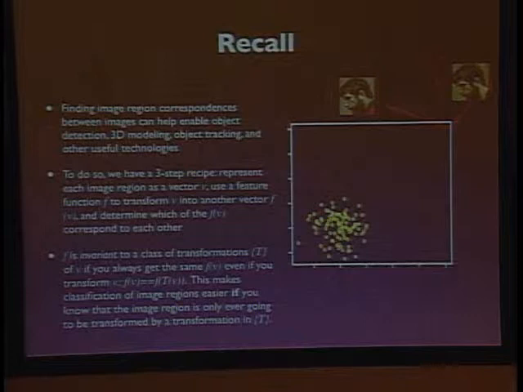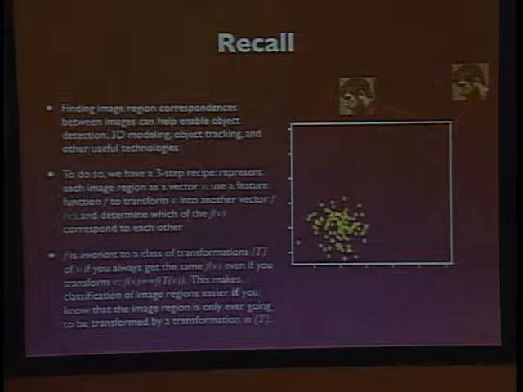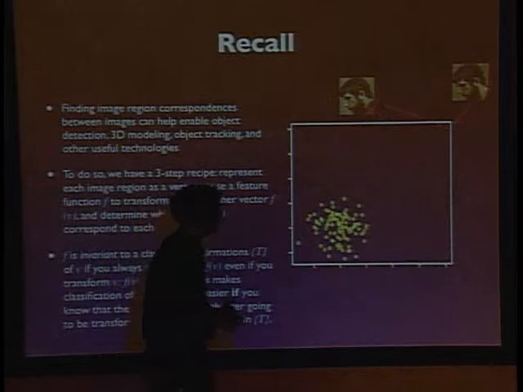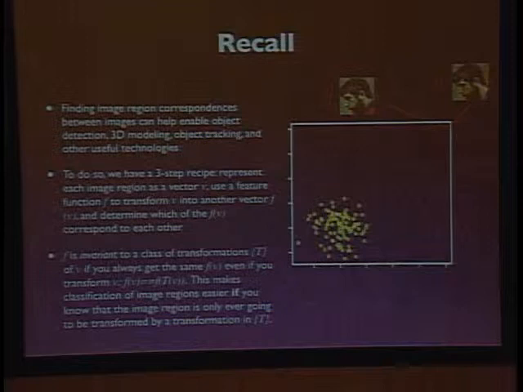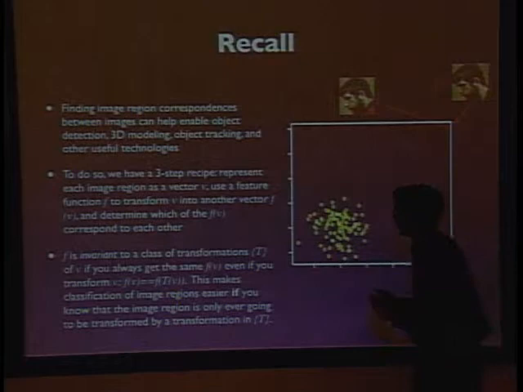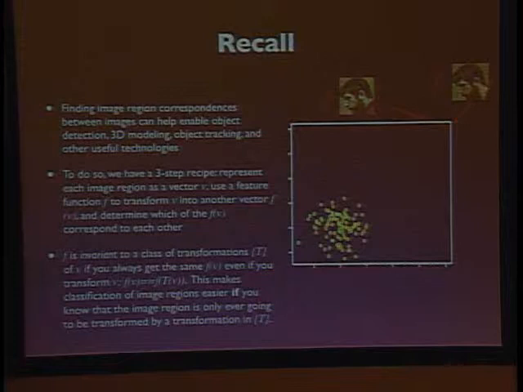Now, let's look at that second step, which was to generate a feature vector for every one of our image patches. And I gave you a couple of different choices there for what you might do. One of them was to use what's called an invariant feature function, which is to say you have your feature function f, which is the thing that maps your image patches to feature vectors. And what I told you is that this feature function is invariant to a set of transformations if, no matter how you transform the image patch with respect to those transformations, you always get the same feature vector out.